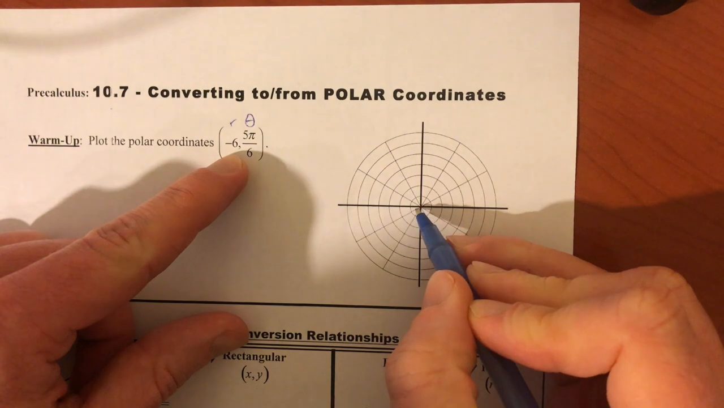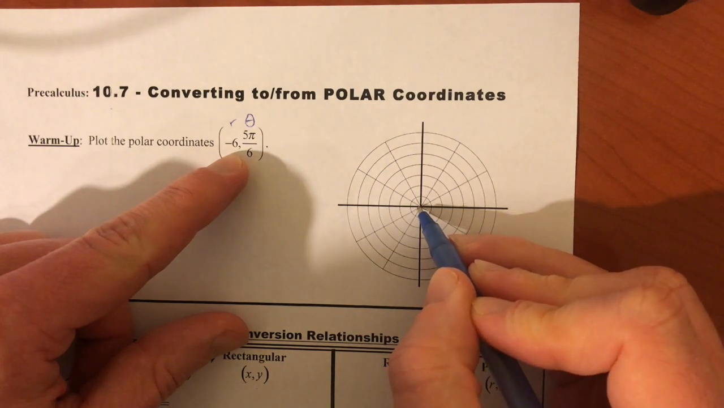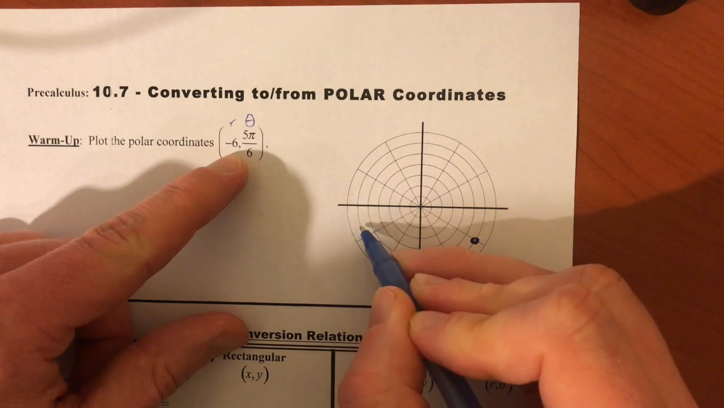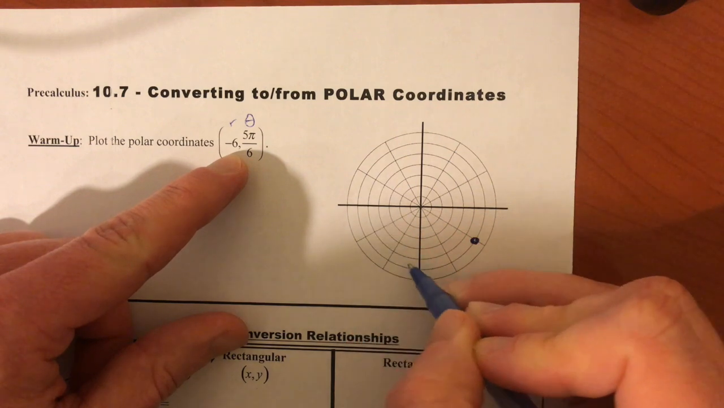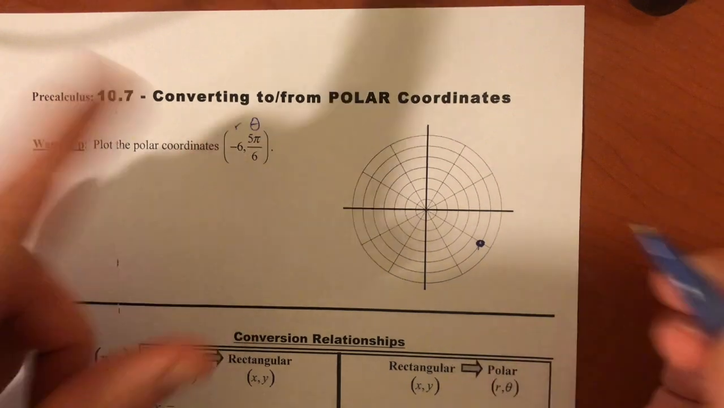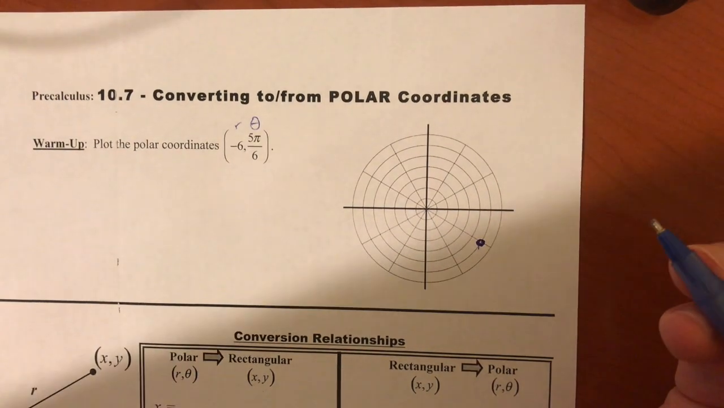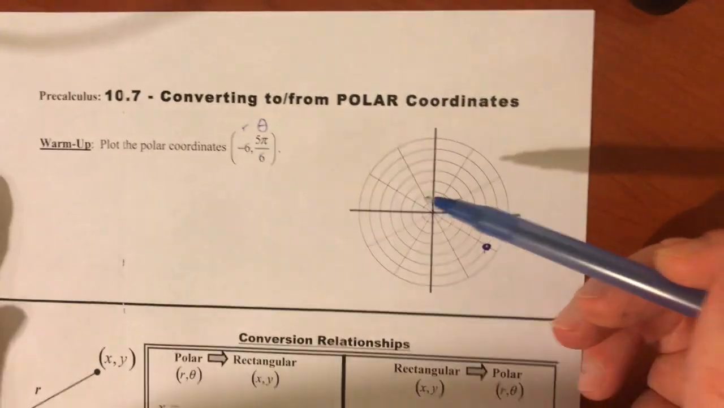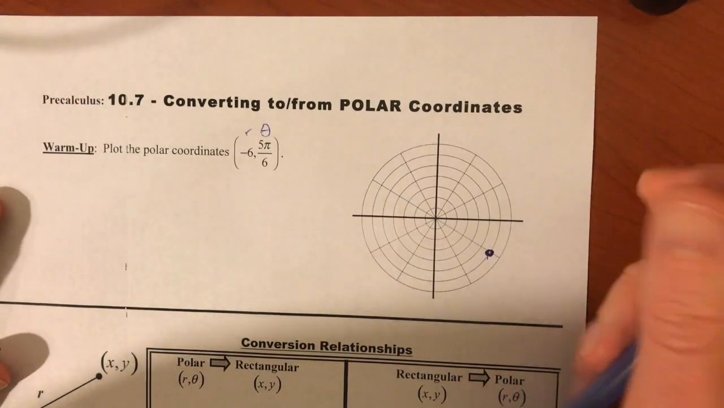Or you could think of it like doing the r value first, going 6 to the left. 1, 2, 3, 4, 5, 6. And then going 5 pi over 6 in the positive direction from there, putting you right there. Either way, same spot. But what we're doing today is converting from polar form to rectangular form and vice versa.